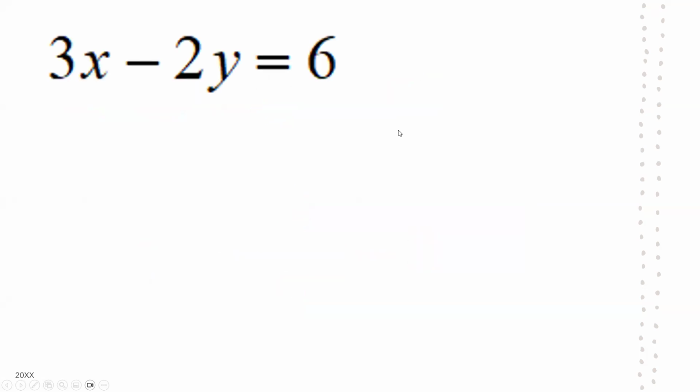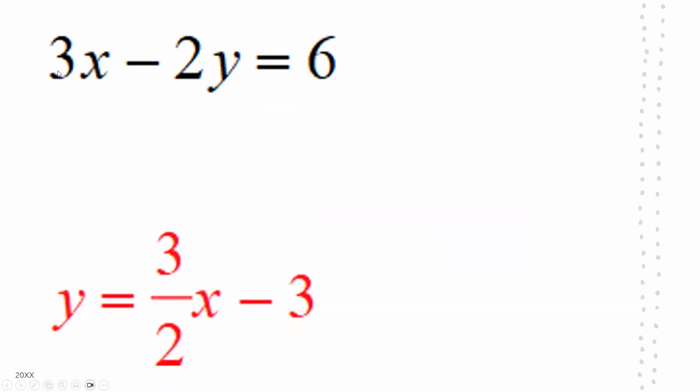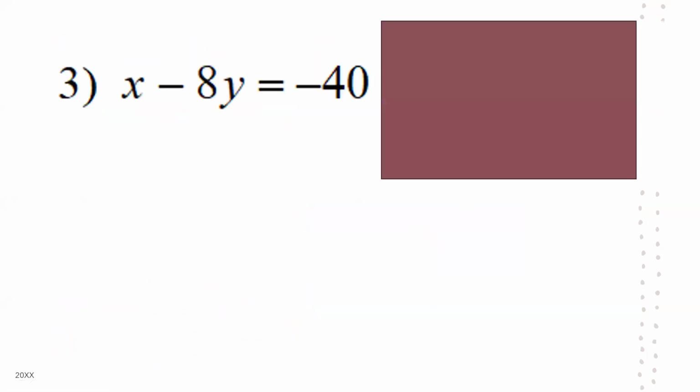Go ahead, pause the video, try your example. 3, 2, and 1. Here we go. We got a positive 3x, so we subtract that over, and then dividing by a negative 2 gives me y equals 3 halves x minus 3. And again, for your homework, I forgot to write a slope and intercept issue, but please go ahead and write that if you want.